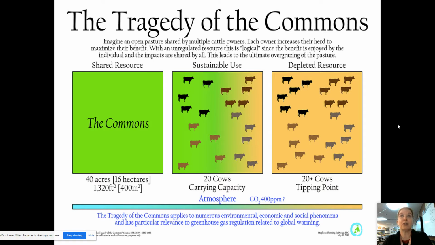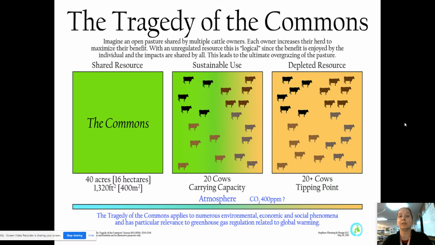that. So we're starting with Tragedy of the Commons, which we did mention earlier this year. So imagine an open pasture shared by multiple cattle owners. Each owner increases the herd to maximize their benefit. If it's unregulated, this is logical, since the benefit is enjoyed by the individual and the impacts are shared by all. This will lead to ultimate overgrazing of the pasture. So if you are at carrying capacity, great. You are fine. Everything is sustainable. If you go over that, then you are at a depleted resource.